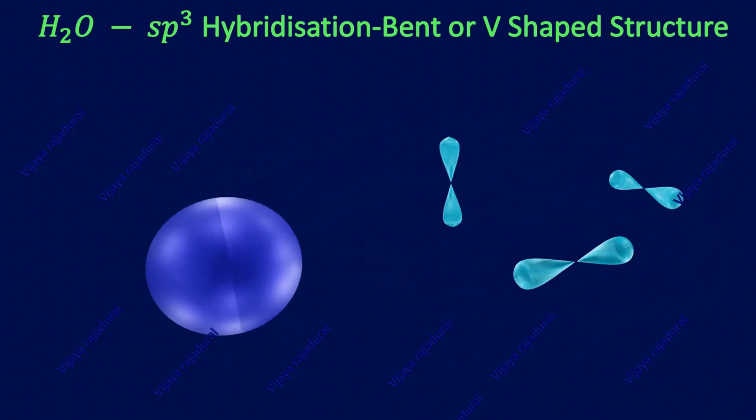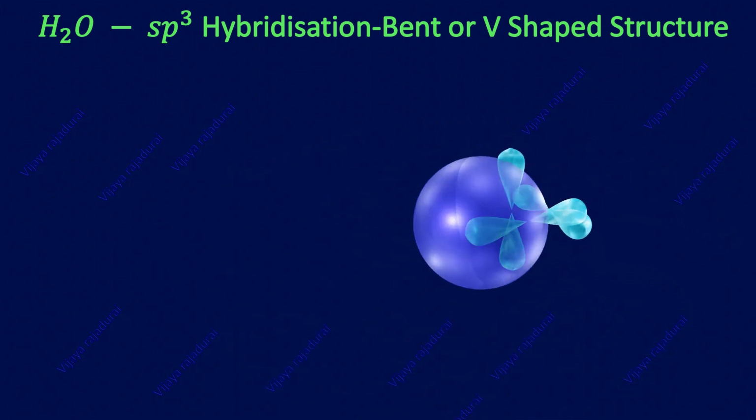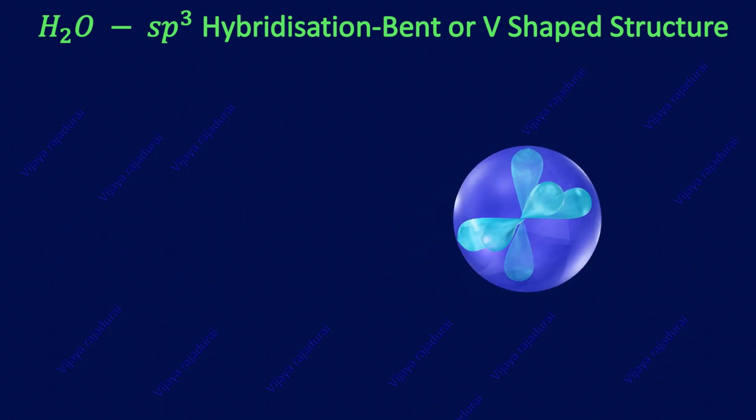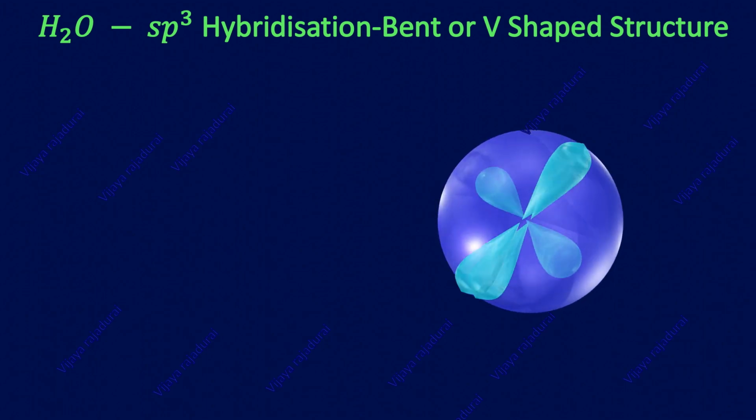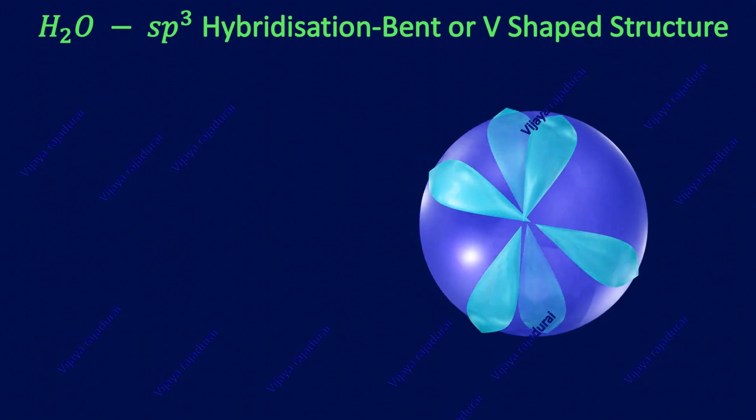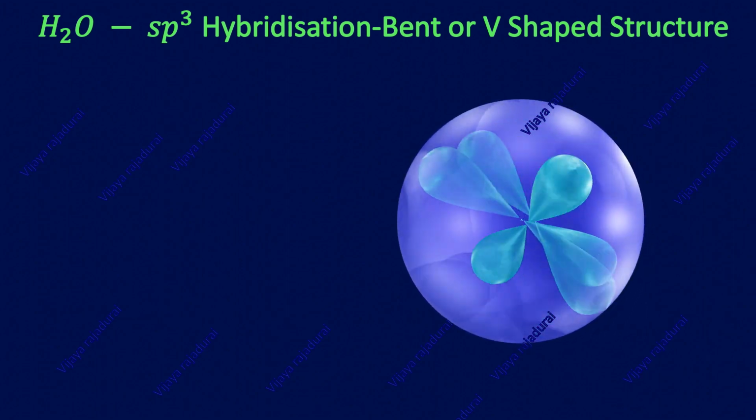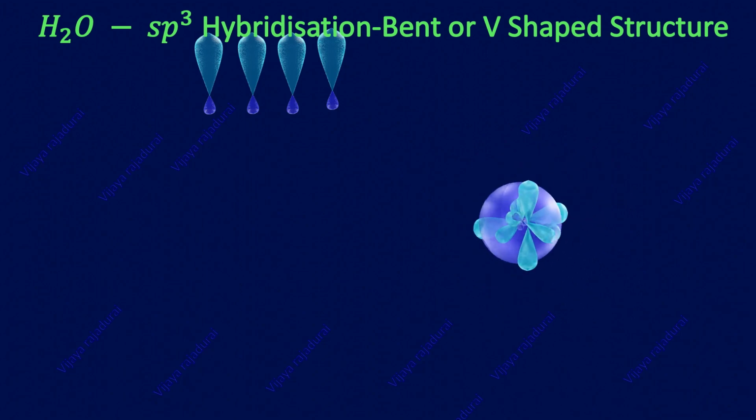Next, valence orbitals are hybridized together. What are the valence orbitals? The s and 3 p orbitals are hybridized together, that is, mixed together, giving 4 equivalent sp3 hybridized orbitals. Here you can see the structure of the 4 sp3 hybridized orbitals.